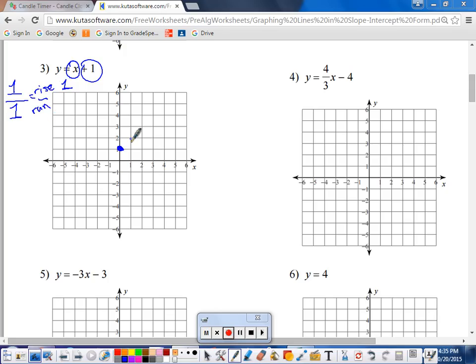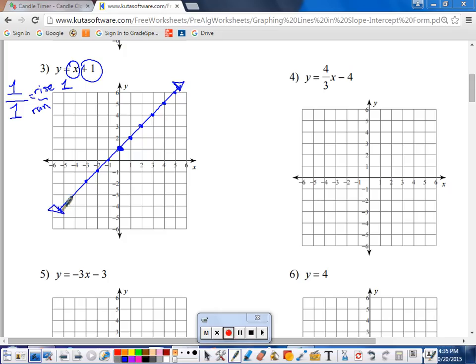So up 1, over 1, up 1, over 1, and so on and so forth. I could even backtrack and get some of my other previous points using the same method. And then now I will go ahead and take my straight edge, and I will line up all my points as best as I can, and then connect them all. And there I go. There's my line.